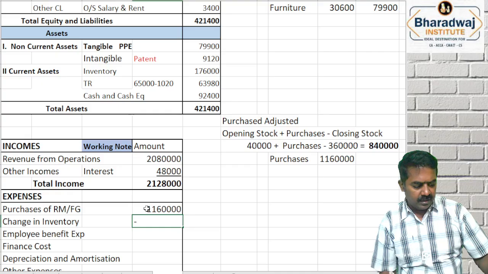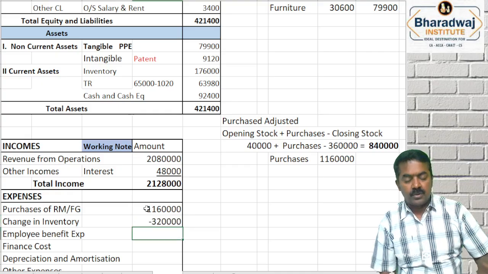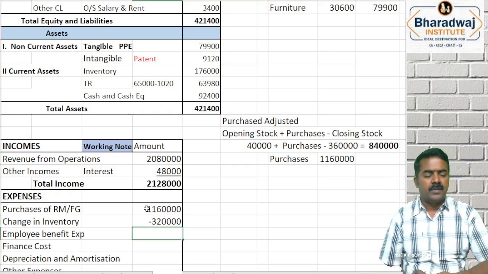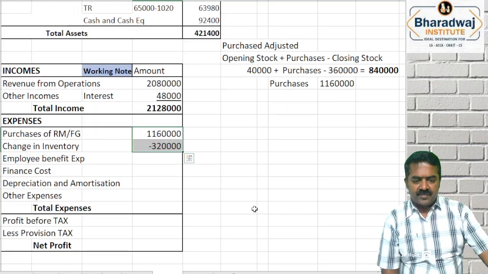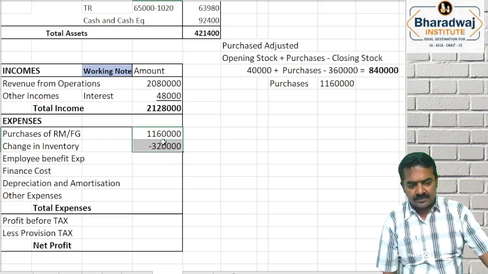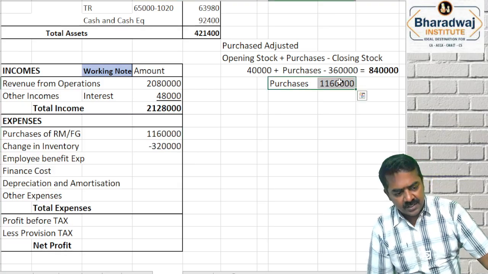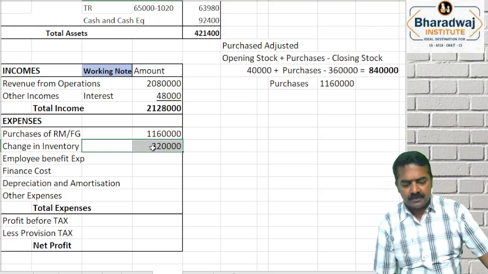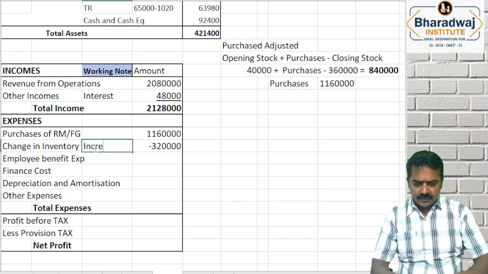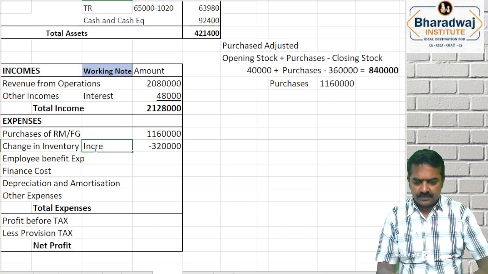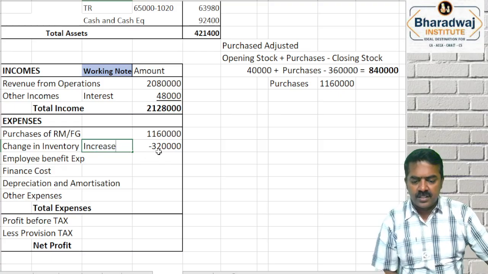Change in inventory minus 3,20,000. Closing stock is more than opening stock, so minus 3,20,000. You can put it like this. Otherwise, see the net impact: 11,60,000 minus 3,20,000. Find the purchases, record the change in inventory. The increase is given. What is the net impact of these two?